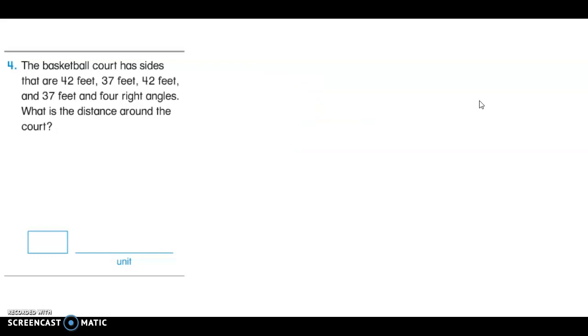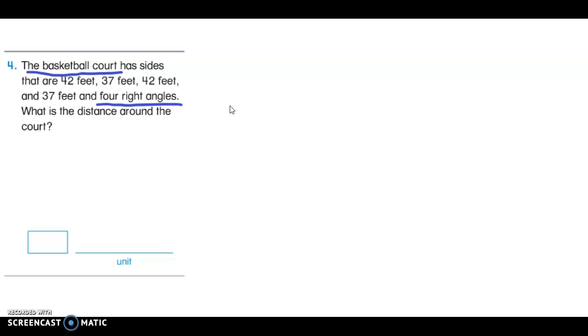The basketball court has sides that are 42 feet, 37 feet, 42 feet, and 37 feet, and 4 right angles. What is the distance around the court? So when you read this, remember a few things you need to do. You need to circle the things and underline the things that are important. I see the basketball court and 4 right angles. I'm going to draw a picture, and I suggest you draw pictures too for your homework.